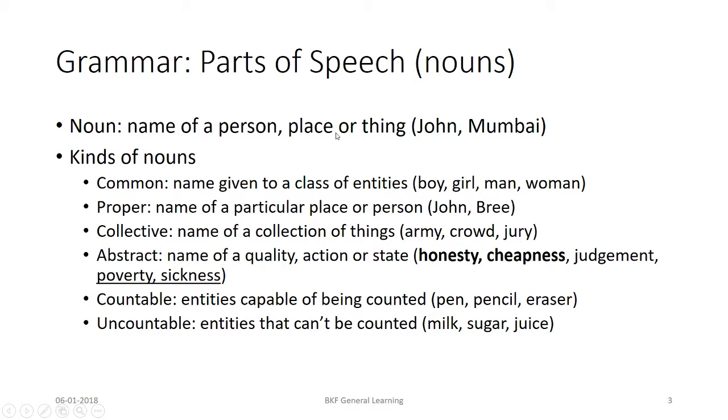Okay. So noun is a name of a person, place or thing, such as John or Mumbai. So these are the kinds of nouns. First set is common or proper noun. So common noun is a name given to a class of entities such as boy, girl, man, woman. A proper noun is a name of a particular place or person.